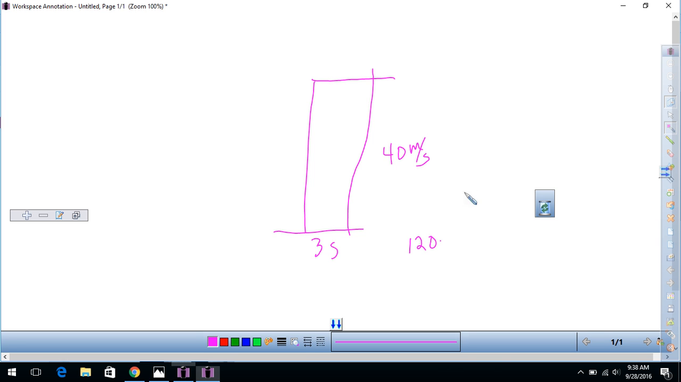And I should have shown you the math, my bad. So 40 meters per second times 3 seconds. Seconds will cancel. 120 meters. Okay?